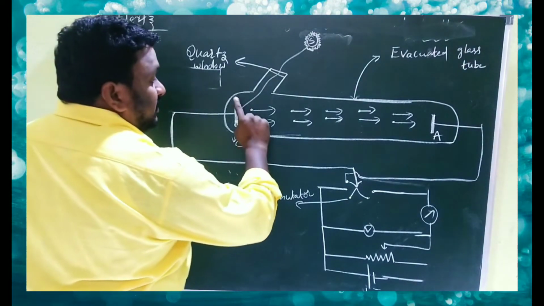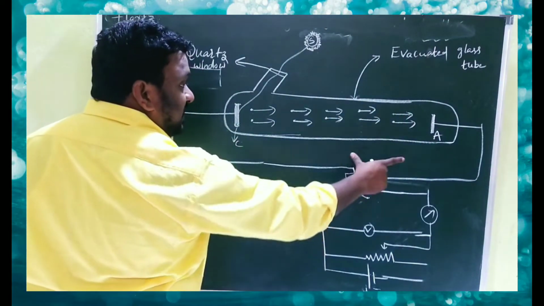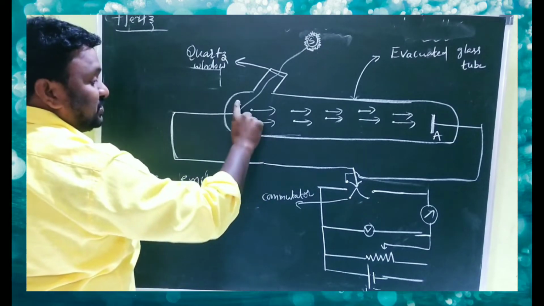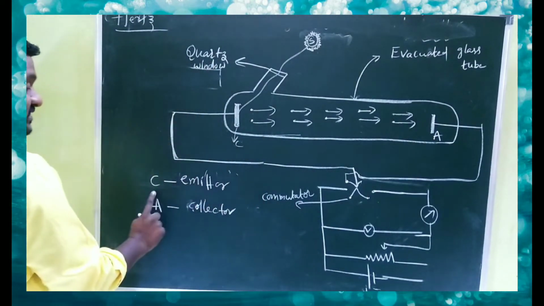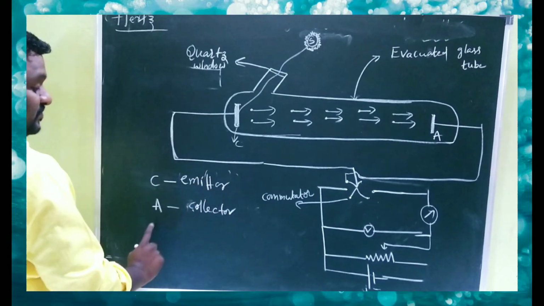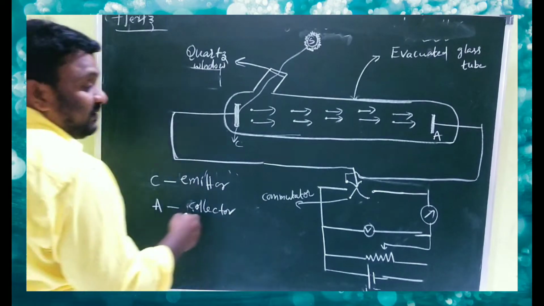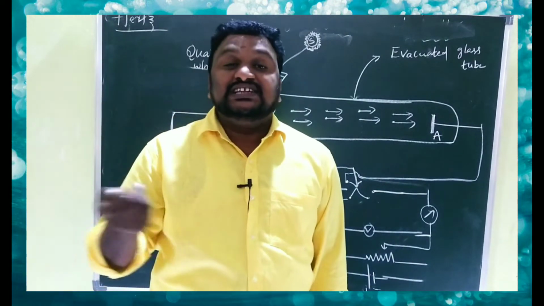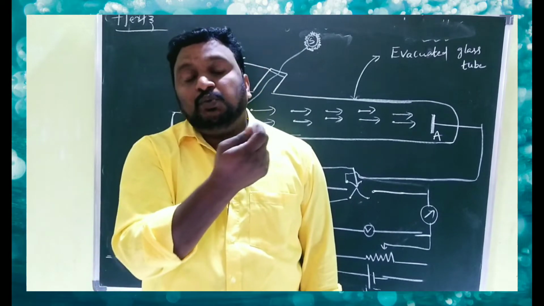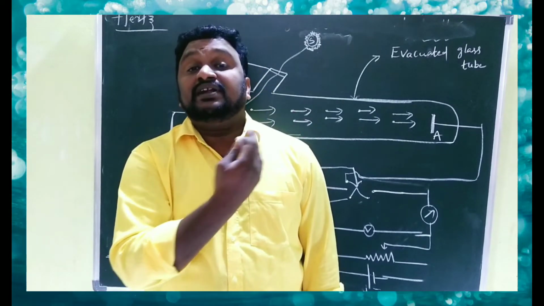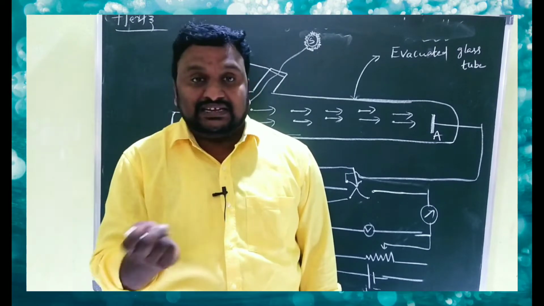Clear? There is one evacuated glass chamber, and in that we insert two electrodes, C and A. C is the emitter and A is the collector. Emitter means the electrode which can emit the charged particles. And collector means the electrode which can collect the charged particles coming from the emitter.